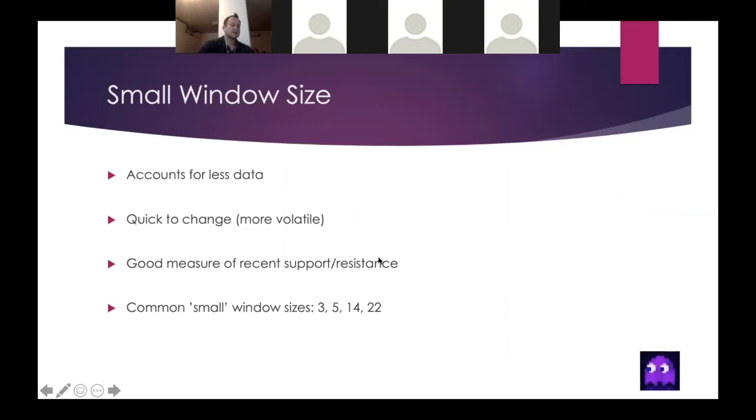With a small window size, again, that's accounting for less data. It's quick to change, so it's more volatile. This is a good measurement of recent support and resistance. Some common small window sizes are 3, 5, 14, and 22.